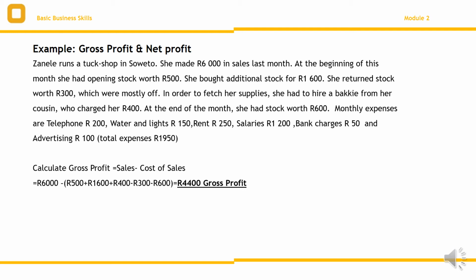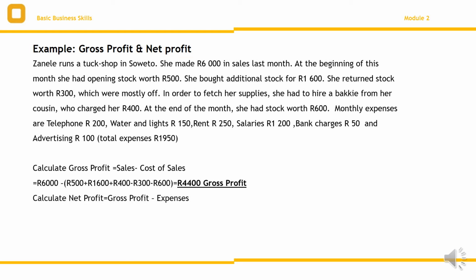And then we need to subtract any purchase returns. We are told in the case study that Zanele returned stock to the value of 300 Rand, which was mostly spoiled. We are also told that at the end of the month, she had stock left over of 600 Rand. So we'd have to calculate all of these figures for her cost of sales and then minus it from her sales. So as you can see, her sales was 6,000 Rand. We then subtracted her cost of sales, so her gross profit is 4,400.